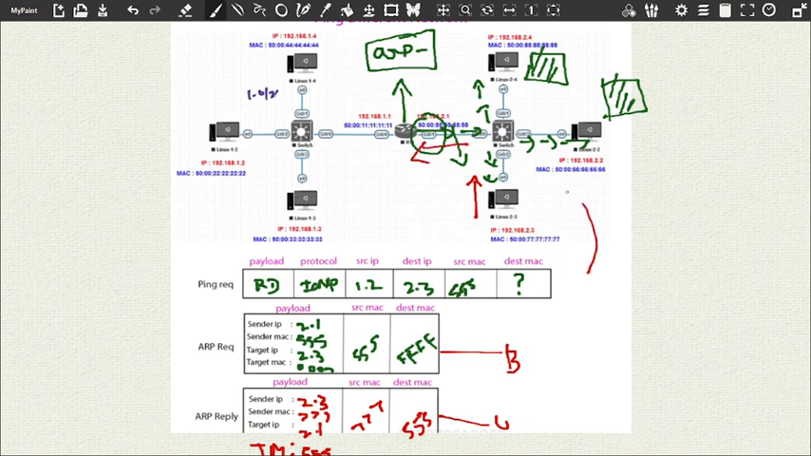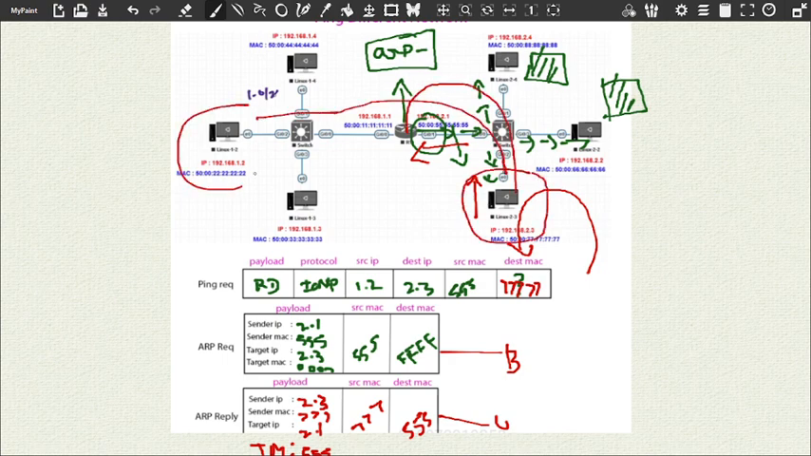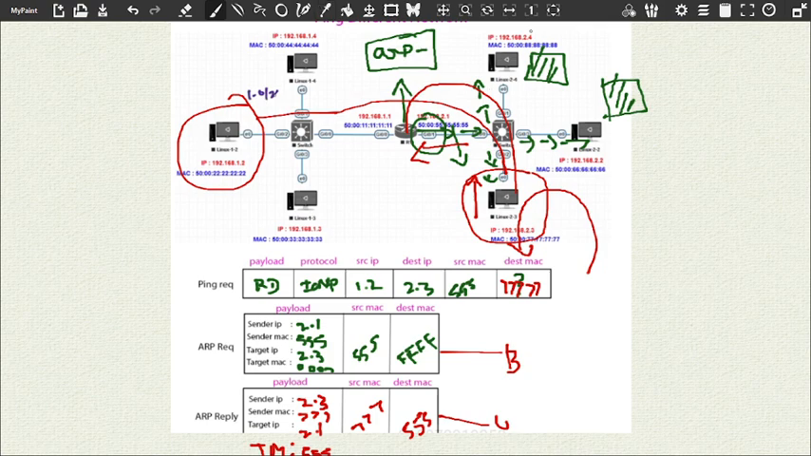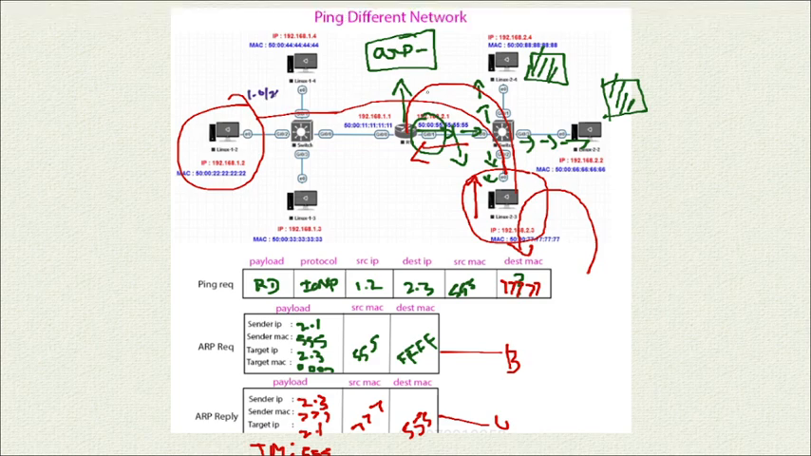Finally, the router knows the destination MAC address. It is 777 right now. The packet is sent and the reply comes back. So one ping request sent to a different network involves many things happening behind it. Now it is clearly explained. One second please, and then we will go through it practically.